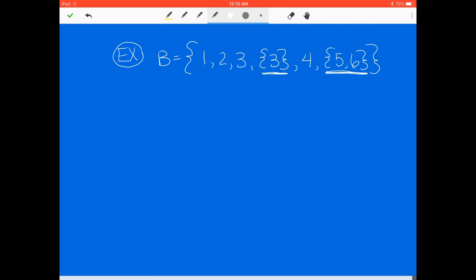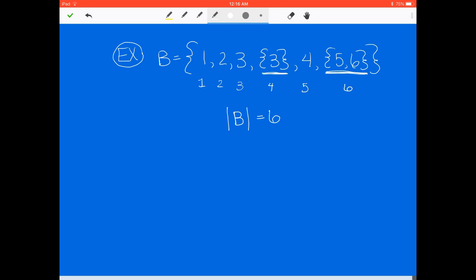So now, how many elements are within this set? If we're looking at this, we have 1, 2, 3, 4, 5, 6. We have 6 elements. How do we write that? We would write that as this. So how many elements are within set B? We can write it just like that. Nice and simple.